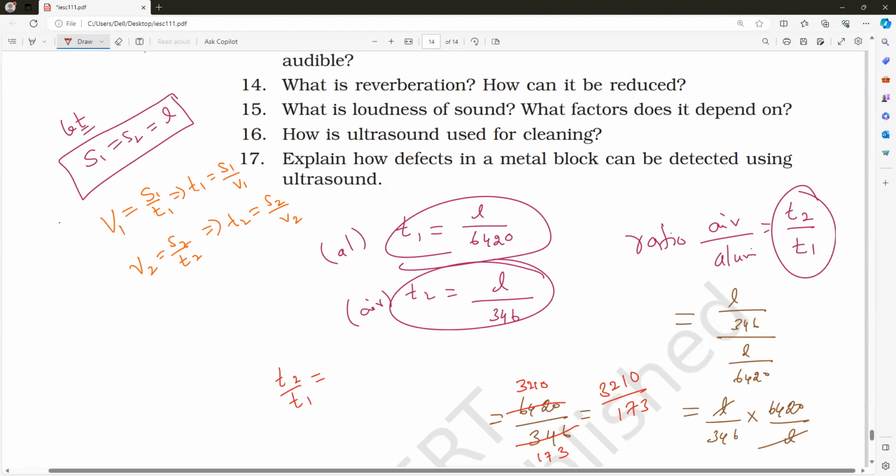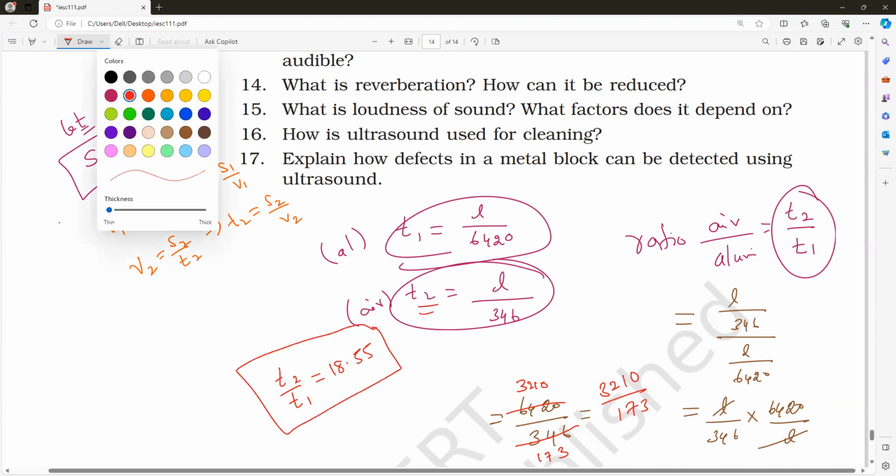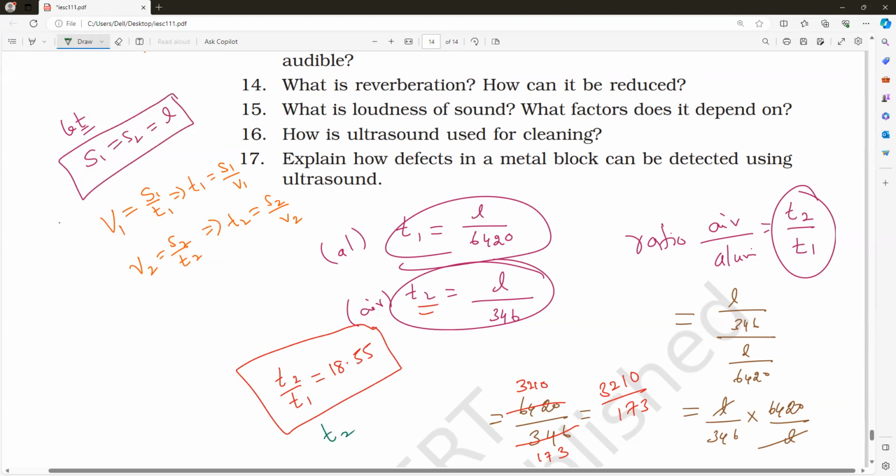Division, this much. 18.55. So T2 is greater than how much time? T2 is what, air or aluminium? Air. So I will say T2 is equal to 18.55 times T1. Is it right or wrong? Will you all agree with me? Everybody?